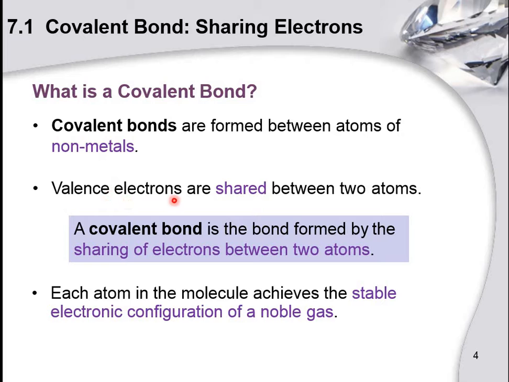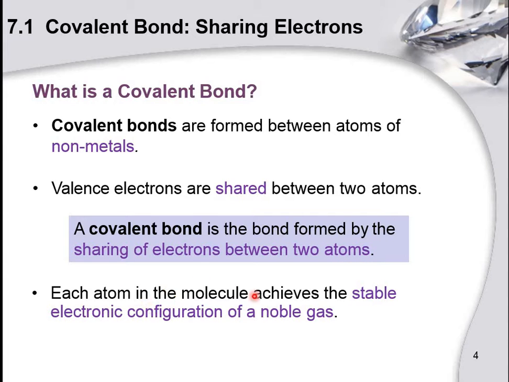Valence electrons means the last, or outermost, electrons. The outermost electrons are shared between two atoms. So the definition of a covalent bond: a covalent bond is a bond formed by the sharing of electrons between two atoms. Please memorize this.